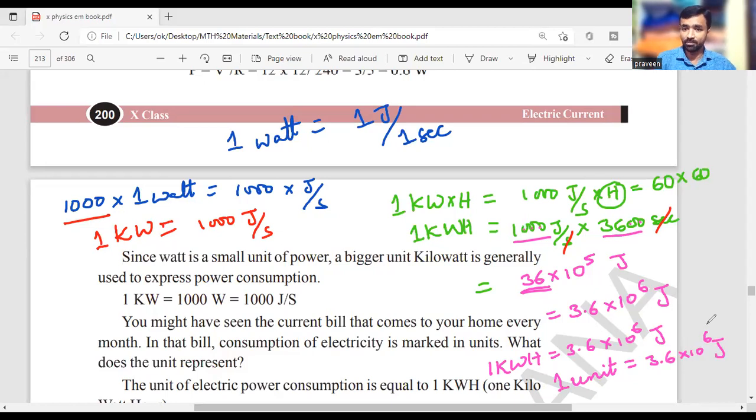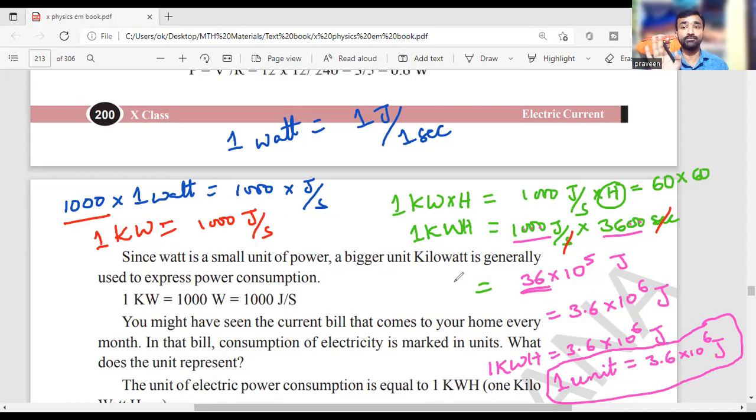This you need to remember. Which is considered as 1 unit? 1 kilowatt hour. So 1 kilowatt hour is named as 1 unit. 1 unit is equal to the energy 3.6 into 10 power of 6 joules. If you consume 3.6 into 10 power of 6 joules, then it is considered to be 1 unit.